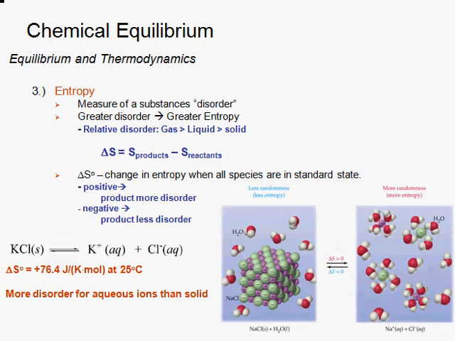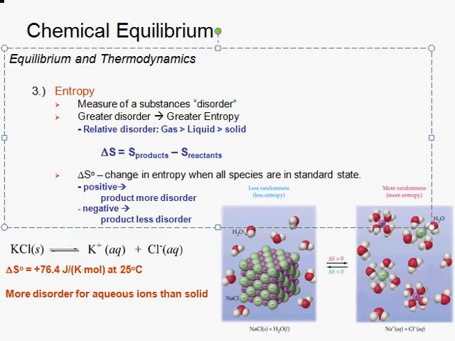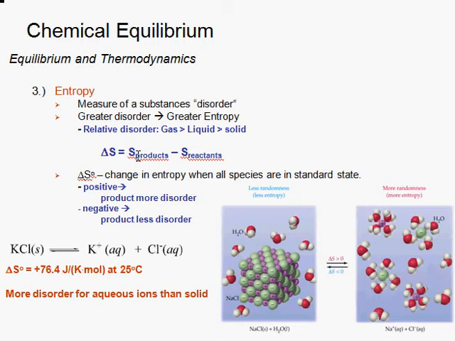Entropy. Well, entropy is the measure of the disorder of a substance, it just measures the disorderness of the substance. Greater the disorder, greater the entropy. Relative disorder is maximum in gases, then in liquids, and then in solids. Entropy is represented by capital S. Change in entropy is equal to product minus reactant. If the entropy change is positive, the product has more disorder. If negative, then the product has less disorder.